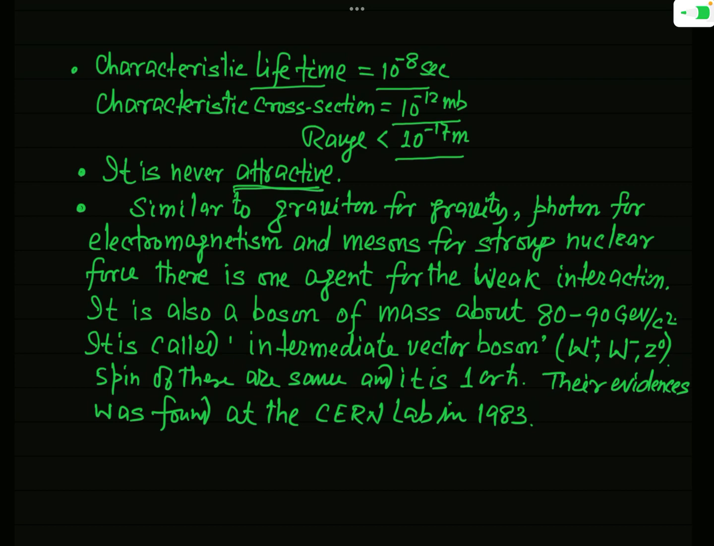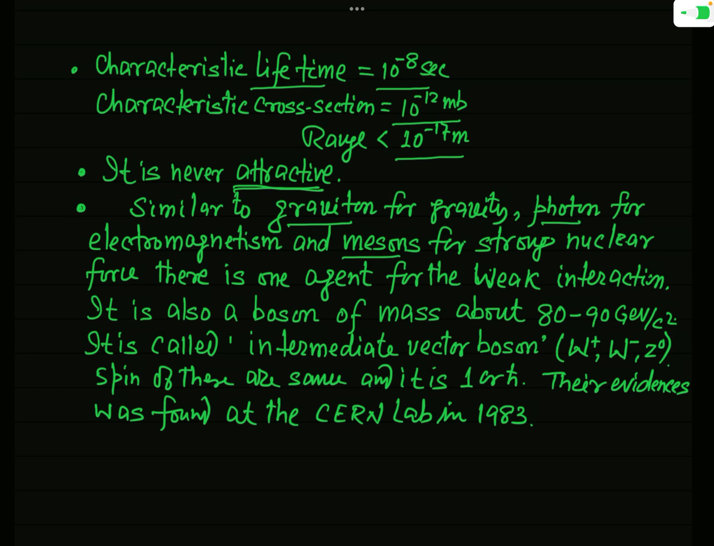Now, you know that every interaction is mediated by some particle, which is actually called the field particle for that interaction. And for any interaction, the field particle is definitely a boson. As you have studied earlier, the gravitational interaction is due to the graviton, the electromagnetic interaction is due to the photon, and the strong nuclear force acts due to the mesons. These are actually the agents, or the mediating particles, which mediate the particular interaction.